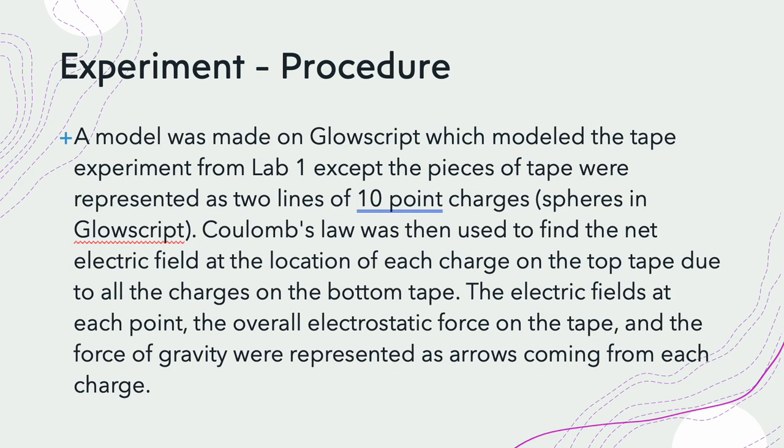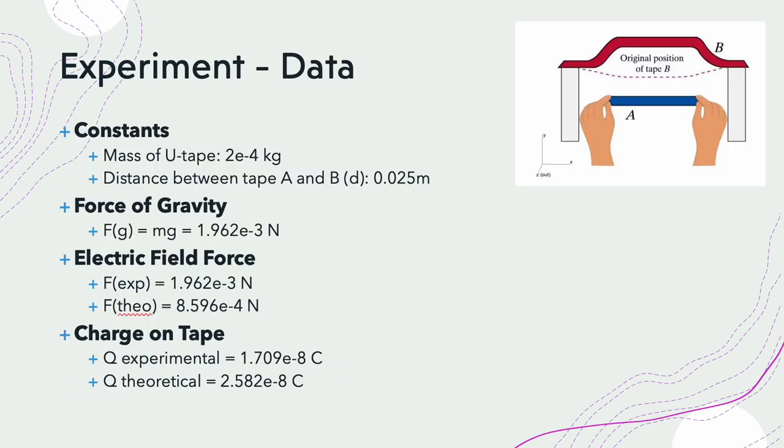The basic procedure. A model was made on GlowScript which modeled the tape experiment from Lab 1, except the pieces of tape were represented as two lines of 10 point charges, which were spheres in GlowScript. Coulomb's law was then used to find the net electric field at the location of each charge on the top tape due to all the charges on the bottom tape. The electric fields at each point, the overall electrostatic force on the tape, and the force of gravity were represented as arrows coming from each charge.